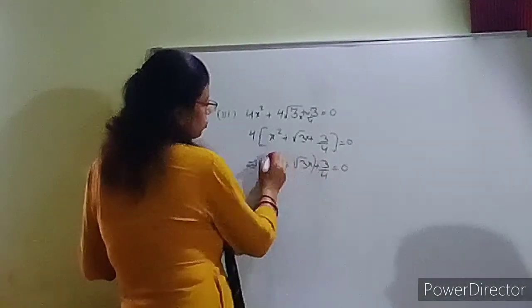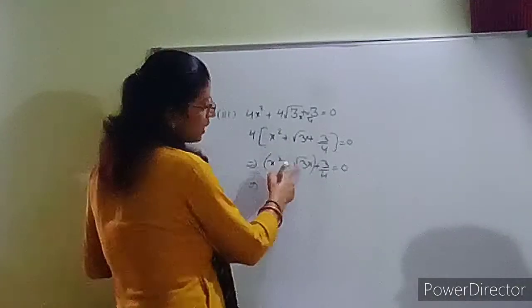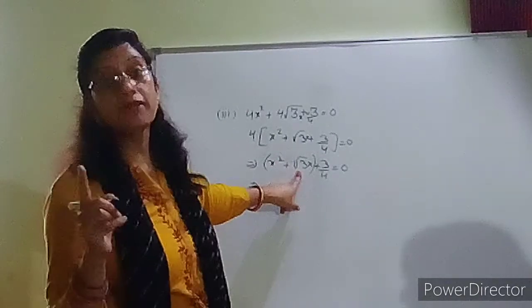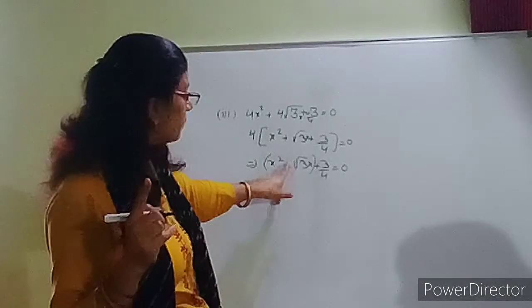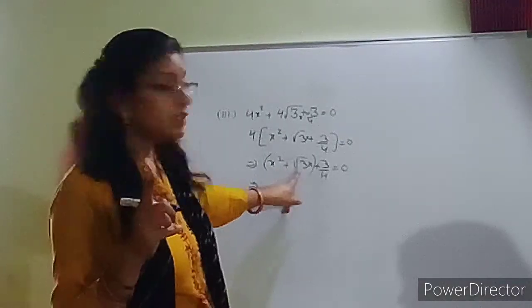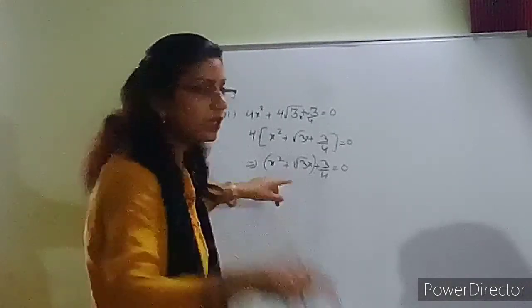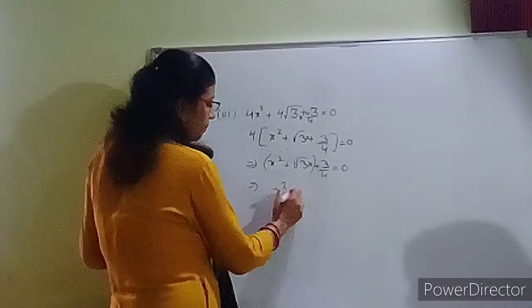So I have to take these two. So what we'll get? This will become (a plus b) whole square. Why will it become (a plus b) whole square? Because plus 2ab, this is 2ab, this is positive. So (a plus b) whole square. Okay. So a square plus 2ab.